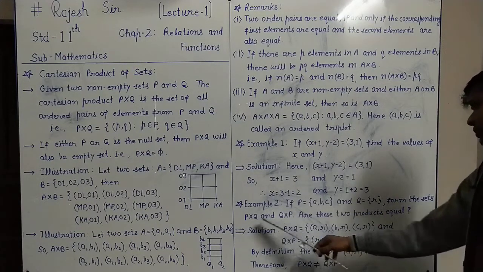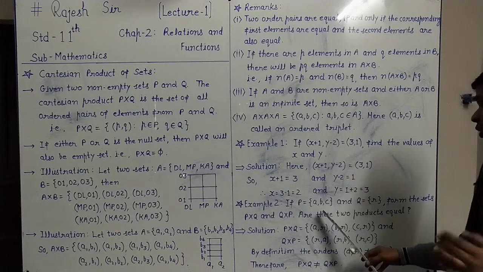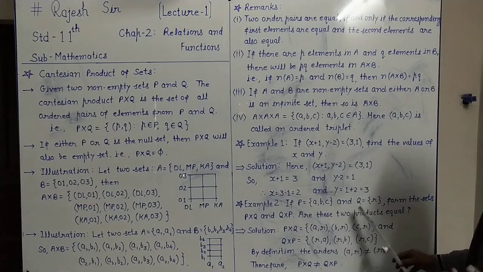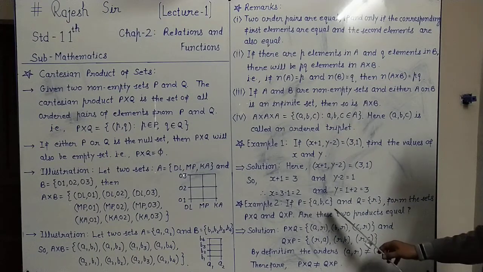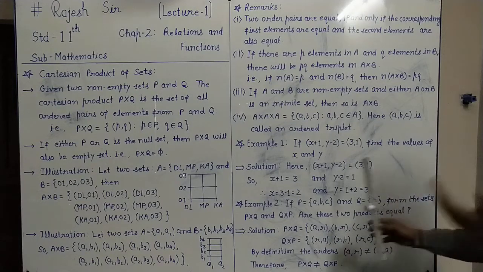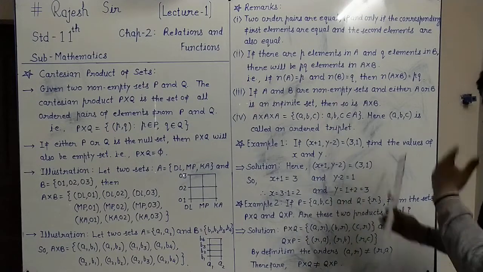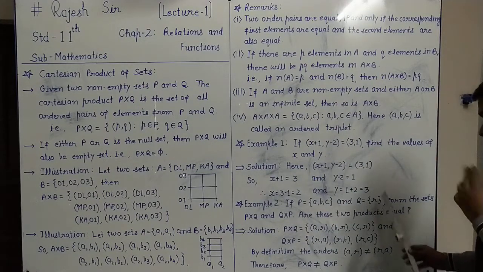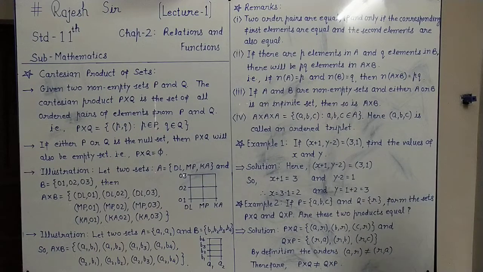First, the solution: we form P cross Q. As we have seen by the definition, we have to write all the ordered pairs from P to Q. So the ordered pairs are (a, r), (b, r) and (c, r). The set {(a, r), (b, r), (c, r)} is P cross Q. In Q cross P we have to write all the ordered pairs from Q to P, starting with Q's element r. So (r, a), (r, b) and (r, c) will be in the set Q cross P.